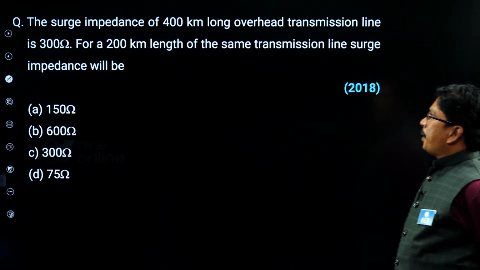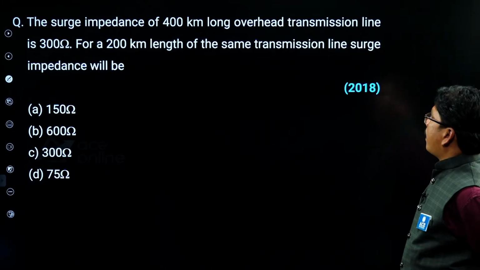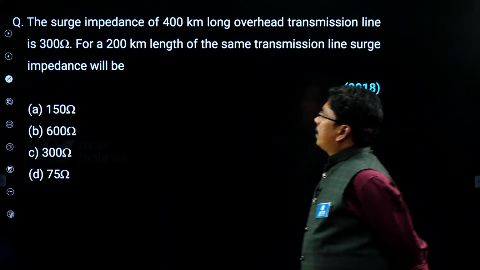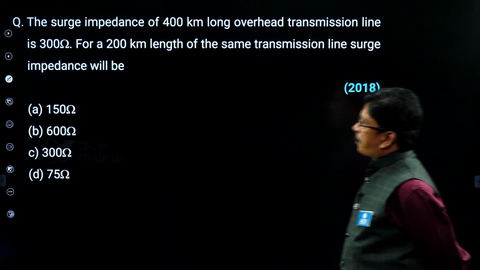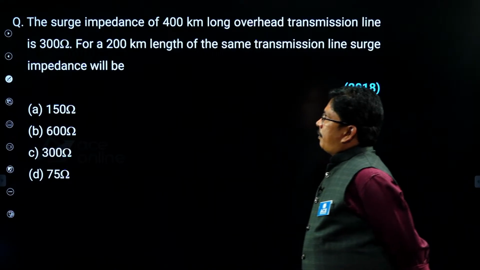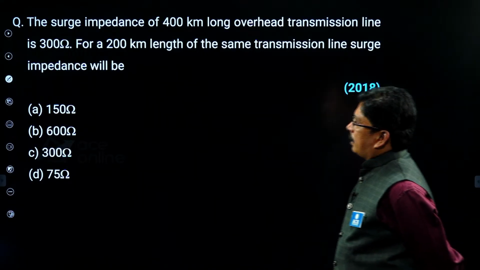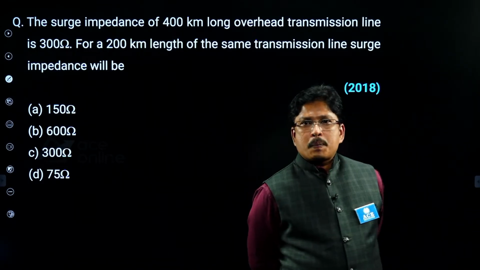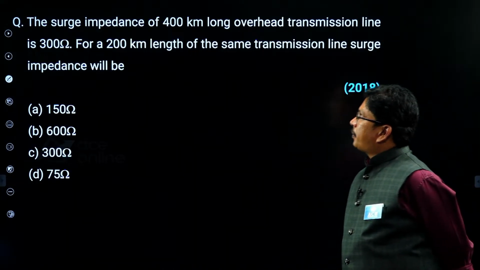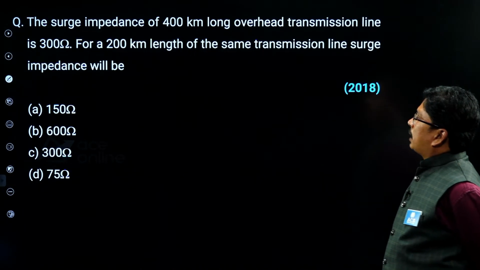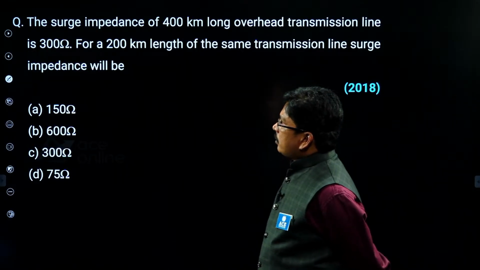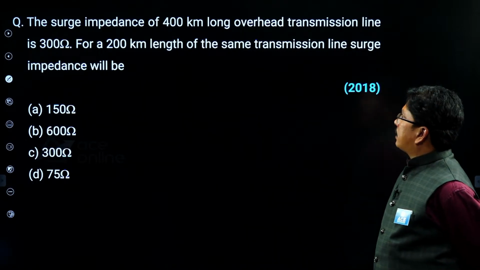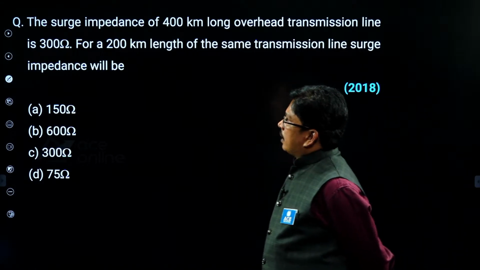The surge impedance of a 400 kilometers long overhead transmission line is 300 ohms. For 200 kilometers length of the same transmission line, the surge impedance will be?